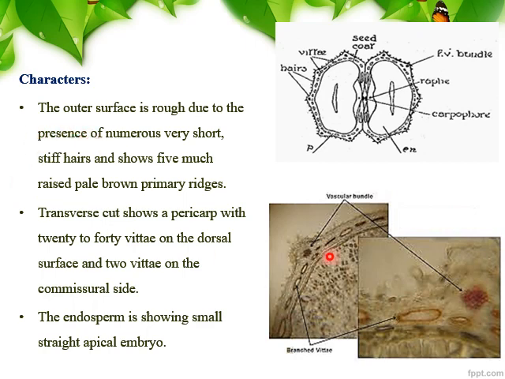On the outer side, under the microscope, we see numerous vittae due to branched vittae, the bicollateral vascular bundle, and the non-glandular unicellular hair. Here we see the vittae or branches of vittae and the vascular bundle. The endosperm of the seed shows a small straight embryo.